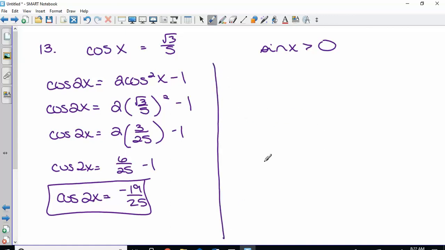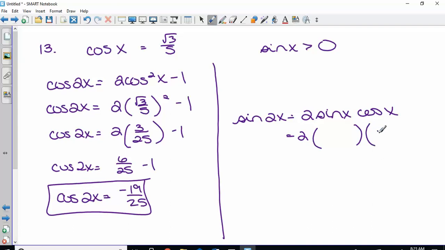Sine 2x, there's only one formula option. It's 2 sine x cosine x. I don't know sine x, but I know that cosine x is radical 3 over 5. How will I find sine? Triangle. Cosine was positive and sine is positive, so we're just in the first quadrant. Cosine is adjacent over hypotenuse.